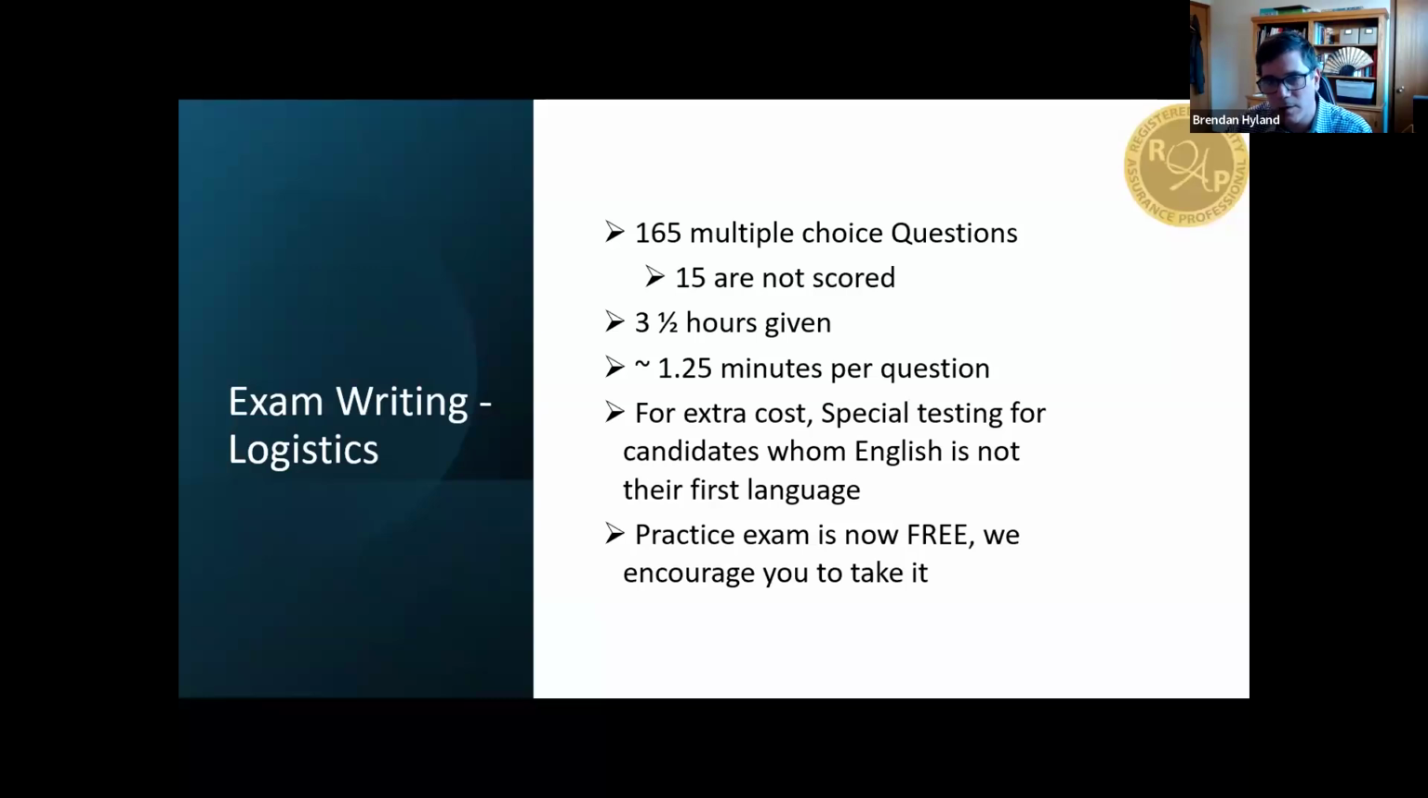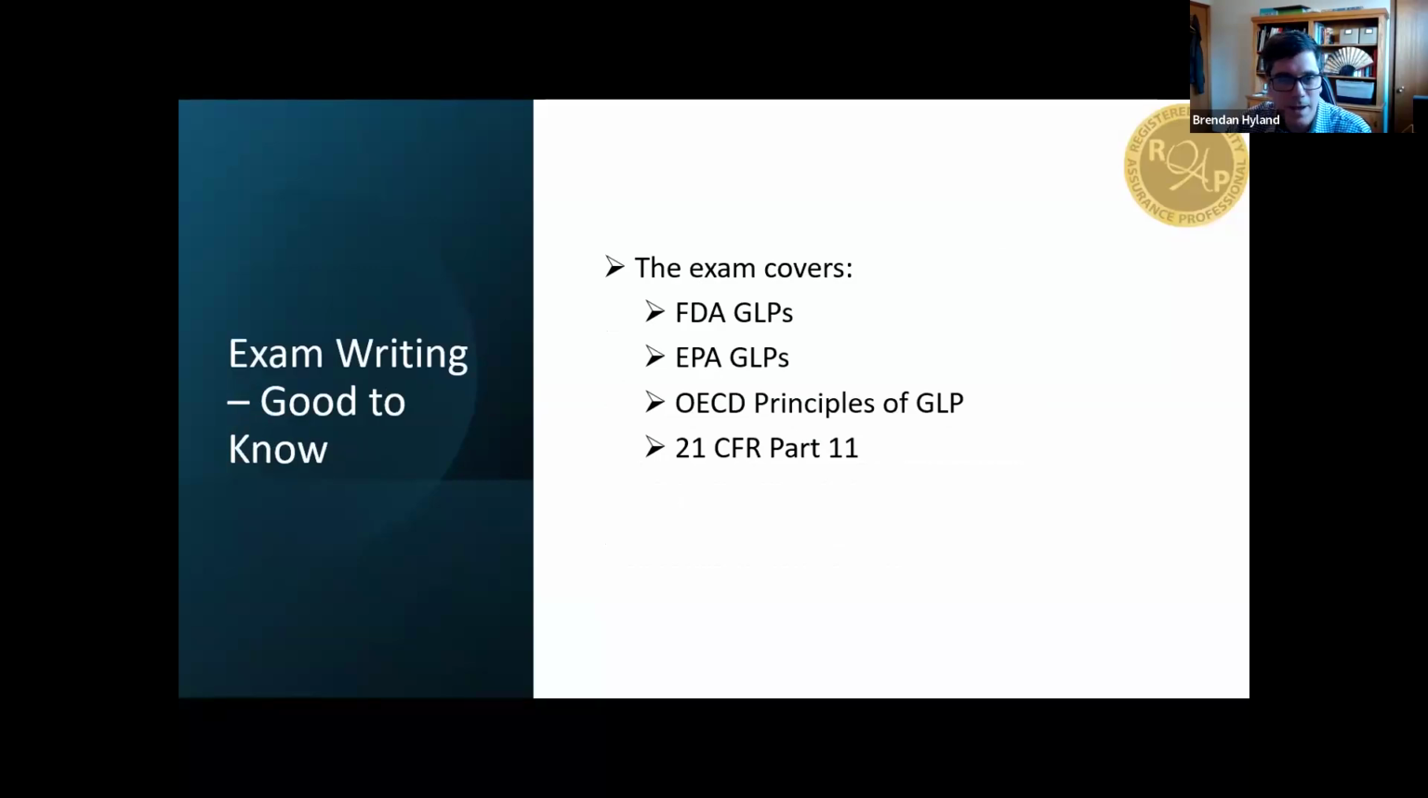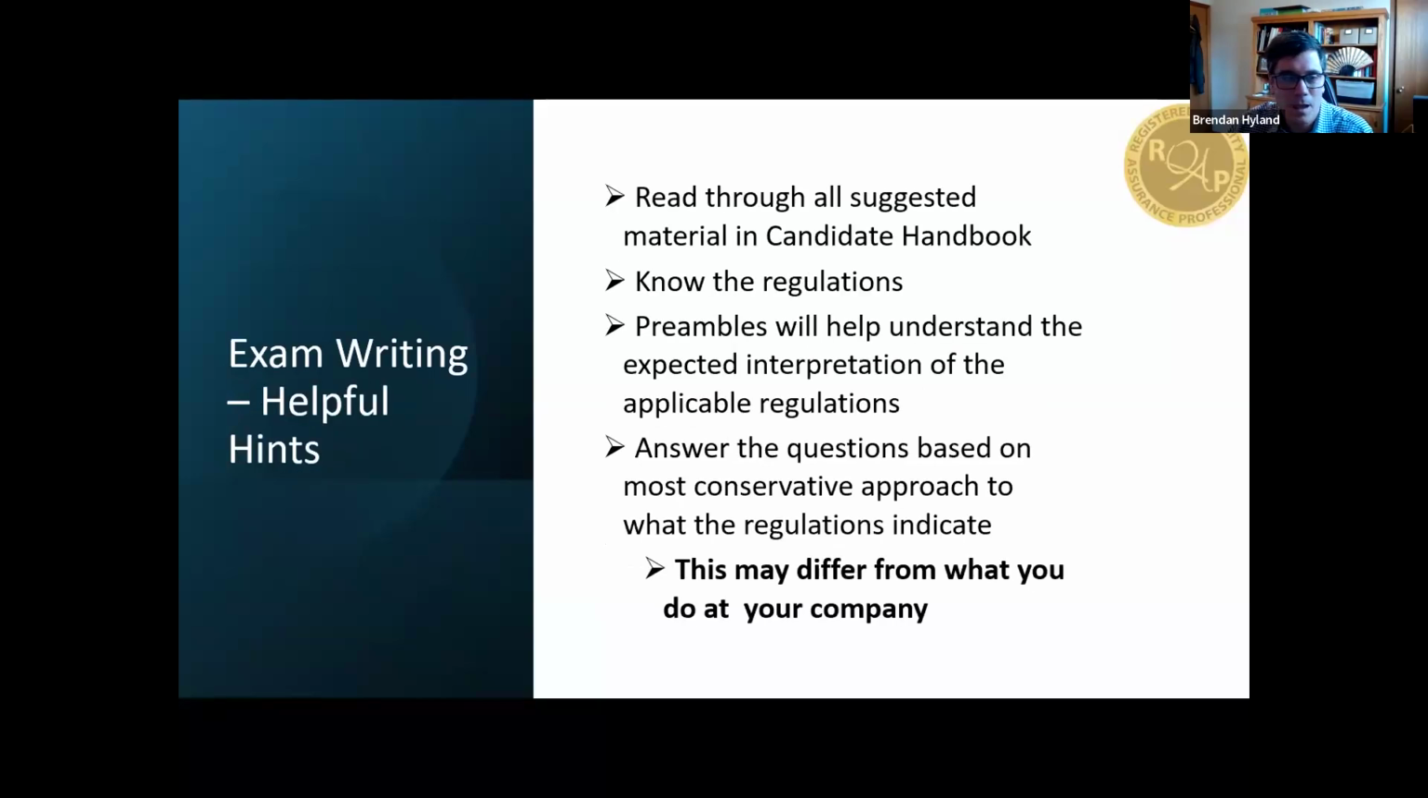For extra cost, there is special testing for candidates whose first language is not English. And now the practice exam is free, so we encourage you to take it. I think that's a really great idea. The exam covers the FDA and EPA GLPs, the OECD principles of GLP, and 21 CFR Part 11. We suggest that you read through all suggested material in the candidate handbook.